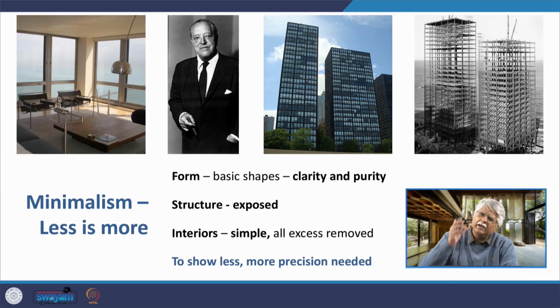It brought about great clarity and purity in the forms. The structure was left exposed. The interiors were very simple and all excess was removed, and to show more with less, more precision is needed. And that is why the architecture of Mies van der Rohe was very precise. It had a tremendous amount of precision and quality in it.